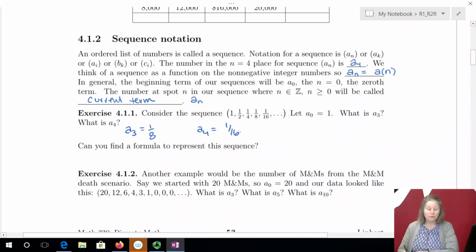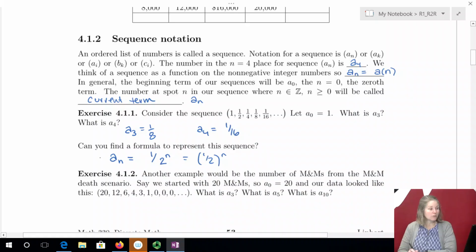And we can find a formula to represent this sequence. We might note that a sub n is going to be 1 over 2 to the nth power, or 1/2 to the nth power. This formula will give us our sequence.